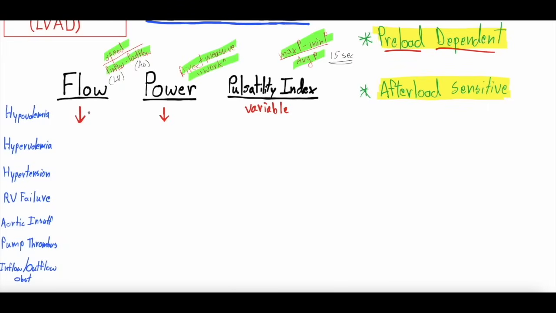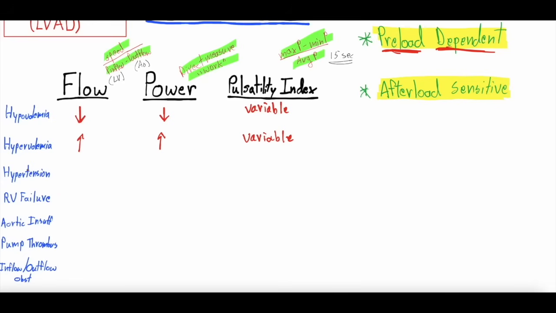So if hypovolemia is low flow and low power because there's not enough preload, which decreases flow and decreases power, hypervolemia is going to be a high flow and high power state, right? And just like hypovolemia, the pulsatility index is going to be variable. It's going to depend on this complex curve. So this goes back to this rule here. LVADs are preload dependent. So low preload, decreased flow, decreased power. High preload, increased flow, increased power.